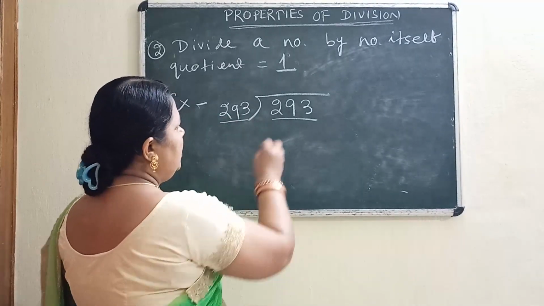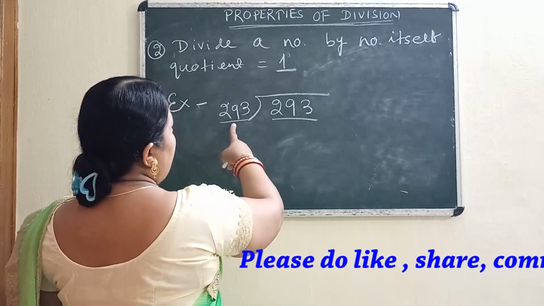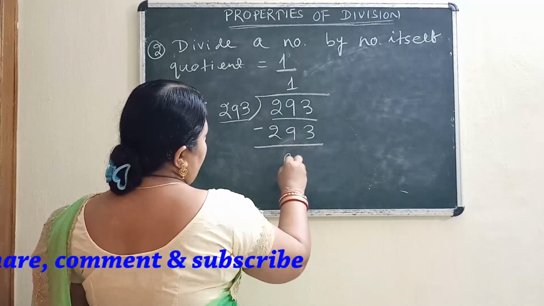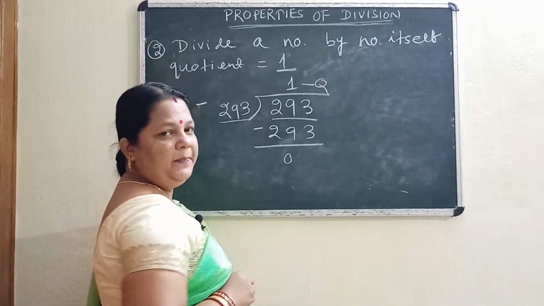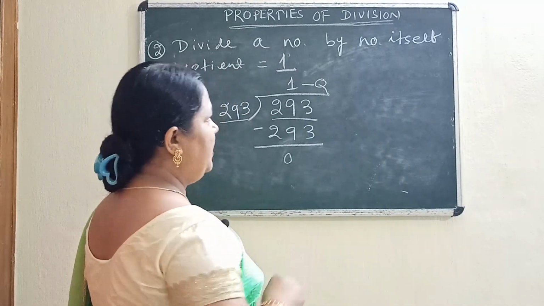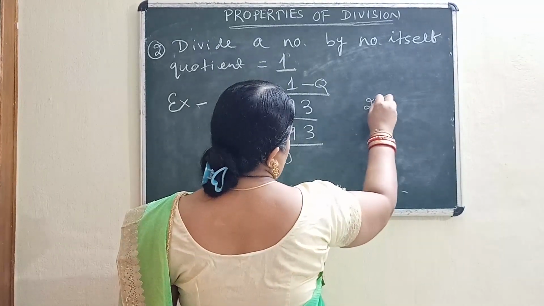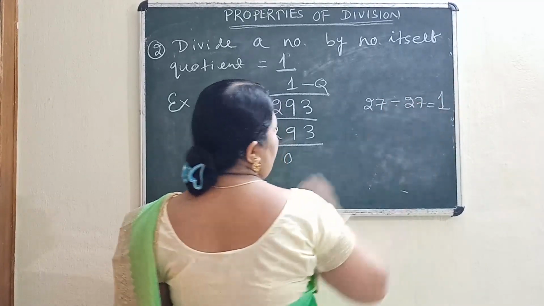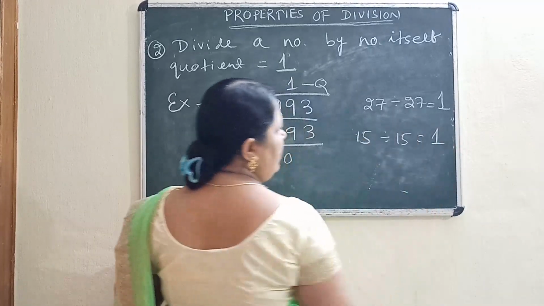So what to do? Here also 3 digits, there also 3 digits. If we count, 1 times 293 is 293. Then your remainder is 0, your division is over. How much quotient did you get? 1. So what is written in the property? To divide a number by the number itself, the quotient is 1. For example, 27 divided by 27, the quotient is 1. 15 divided by 15, the quotient is 1.